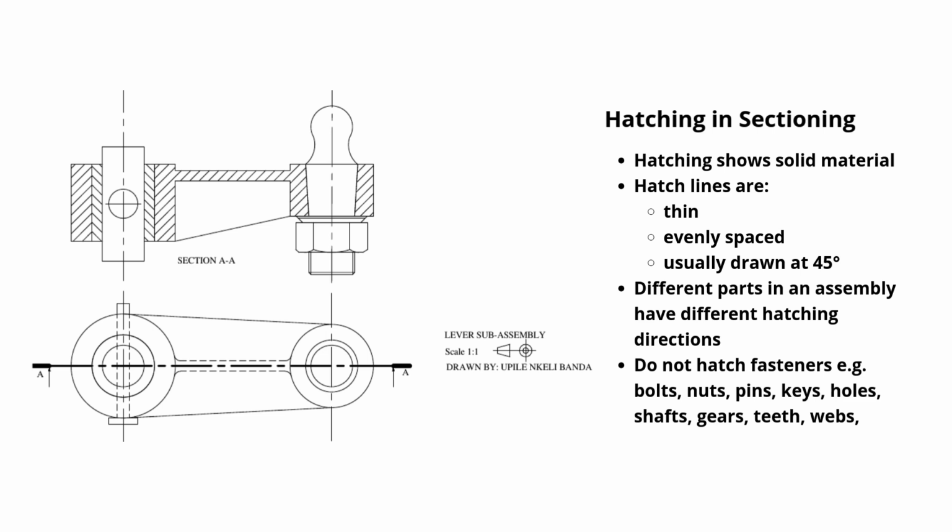4. The no hatch zone, critical. There are certain standard parts we never hatch, even if we cut right through them. These include fasteners, bolts, nuts, pins, and keys. Support features, webs and ribs, when cut longitudinally. Moving parts, shafts, gear teeth, and spindles. Leaving these parts solid makes the drawing much easier to read. Remember, if it's a standard part or a fastener, do not hatch it.